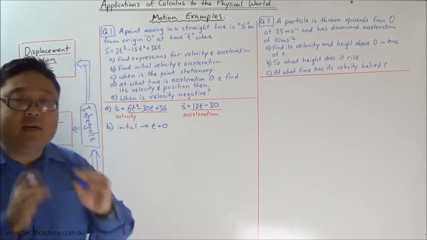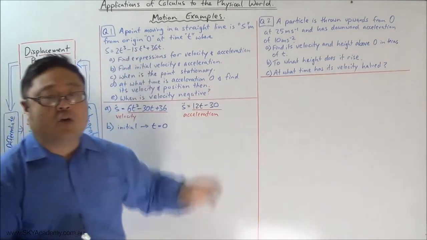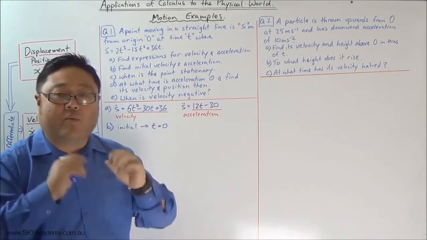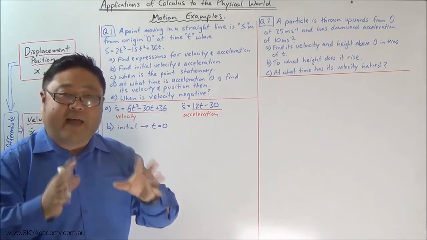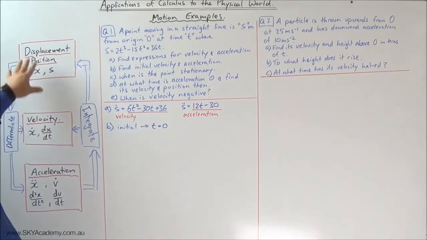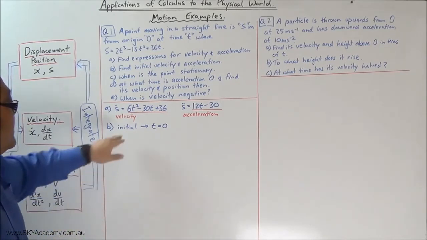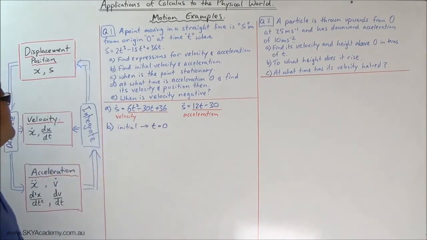What you need to do is etch that into your brain, because when you do motion type questions, there are key words and phrases that will pop up that give you a hint as to what that means in terms of the variables that you've got. Initial is one of them, and initial means that the variable for time is equal to 0.